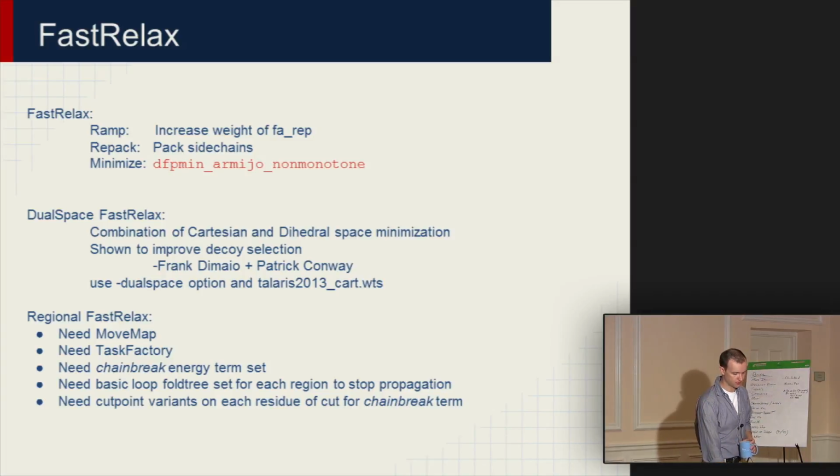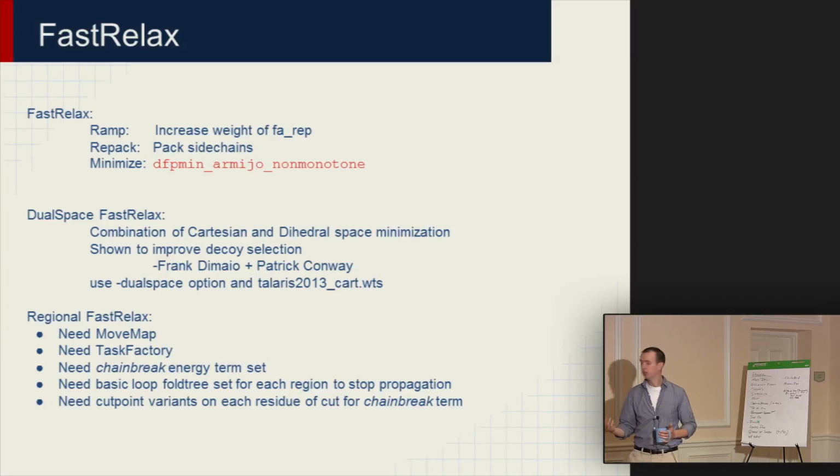Patrick Conway and Frank DiMaio have found that this is a good use of time to get very low energy structures. I think we don't cover this in the lab, but if you're going to do Cartesian minimization, then you have to have the cart_bonded term on in your score function, and you also have to have the pro_close term off. If you want a variation on the Talaris 2013 weights that you can use for Cartesian minimization, that's in this weights file. And Jason in his tour of the database will probably tell you where this weights file can be found. He's going to do that tomorrow.